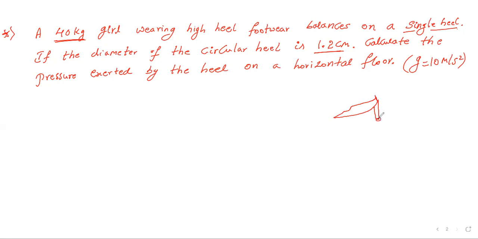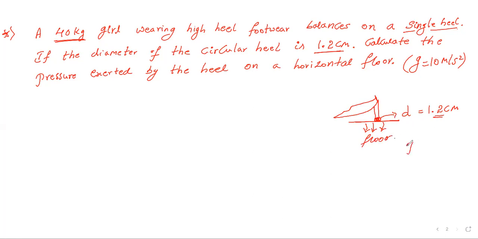So here the diameter of the heel is given. This is the diameter of the heel, that is 1.2 centimeter. Very, very small, correct? Calculate the pressure exerted by the heel on the horizontal floor. Observe here, this is a very sharp edge, we can say, compared to the shoe length. So how much pressure will be exerted on the floor?